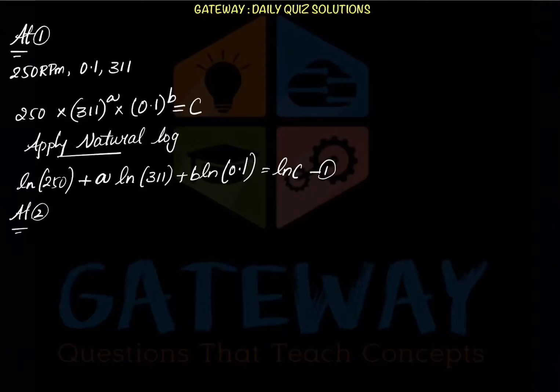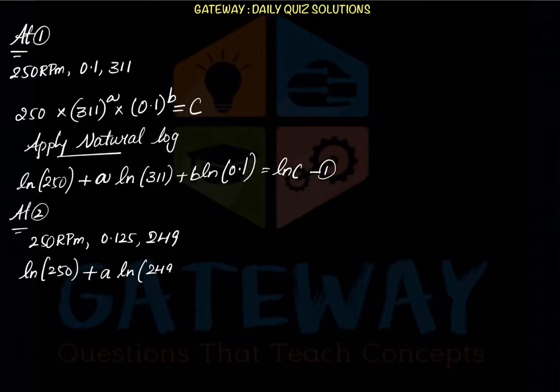Similarly, we'll take equation number 2. The conditions given were 250 rpm, the feed rate 0.125, and the number of components 249. Similarly, after applying log, we get ln 250 plus A ln 249 plus B ln 0.125.